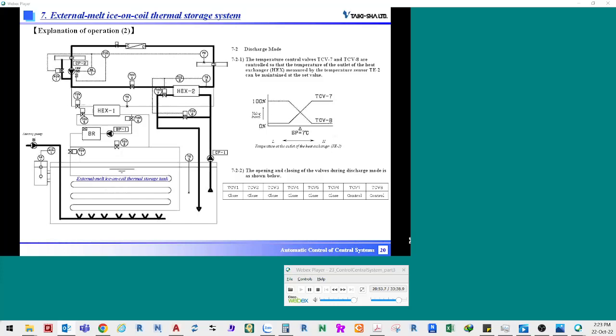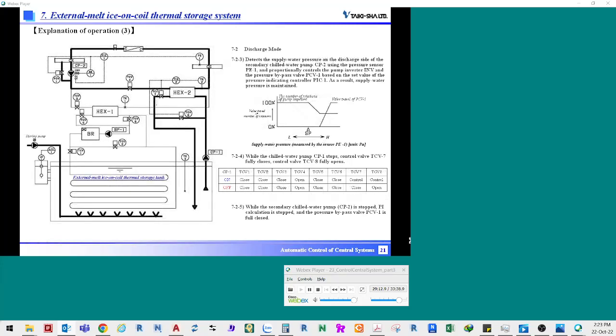In addition, during discharge mode, a stirring pump sends air into the ice thermal storage tank. The ice around the tube pipe is uniformly melted. As a result, the efficiency of radiation is enhanced.